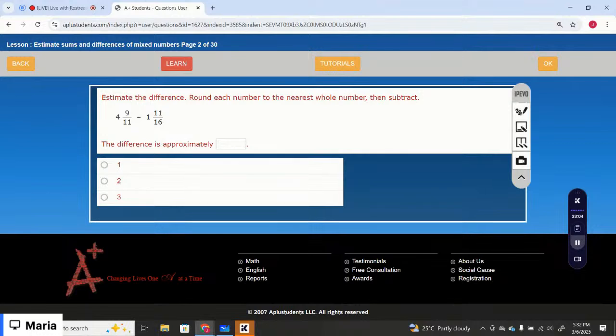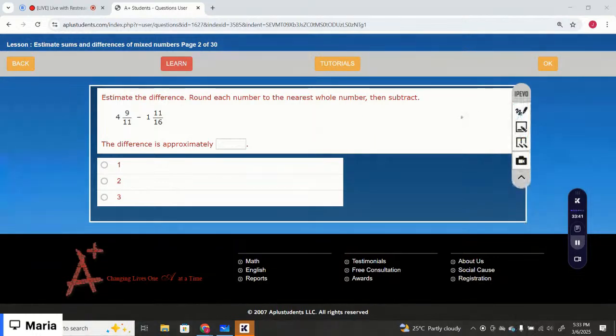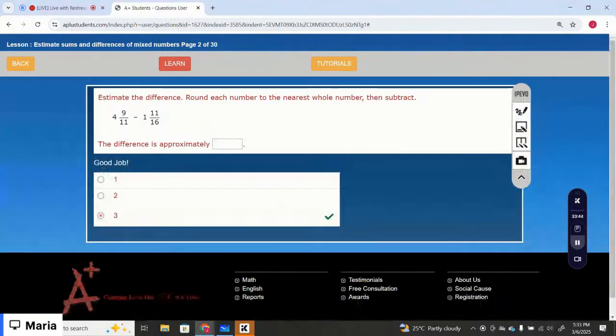Estimate the difference. 4 whole 9 over 11. 9 over 11 is more than half, so you have to round up. It would be rounded up to 5. 1 whole 11 over 16. 11 over 16 is again more than half, so you need to round up. It would be rounded up to 2. So 5 minus 2 is 3. Option number 3 is the correct option, that is 3.